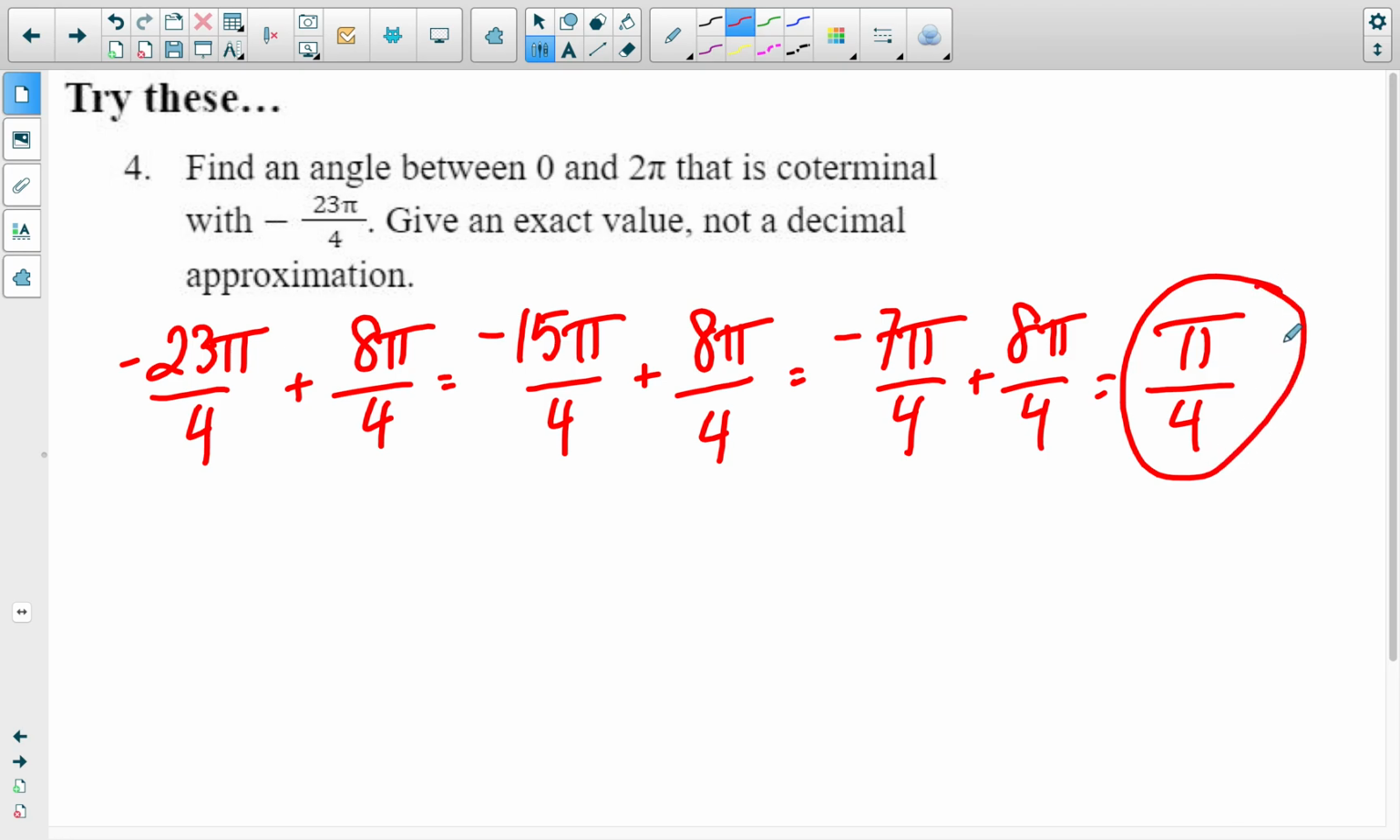That is it. That's coterminal angles. Take a look at your practice and let me know what questions you have.